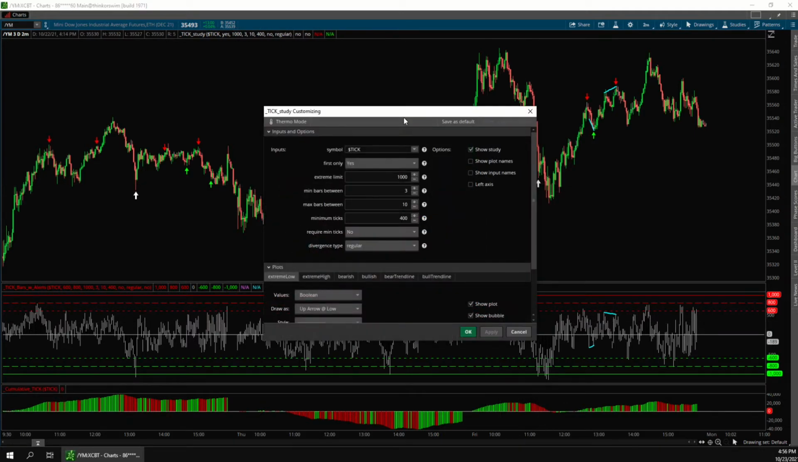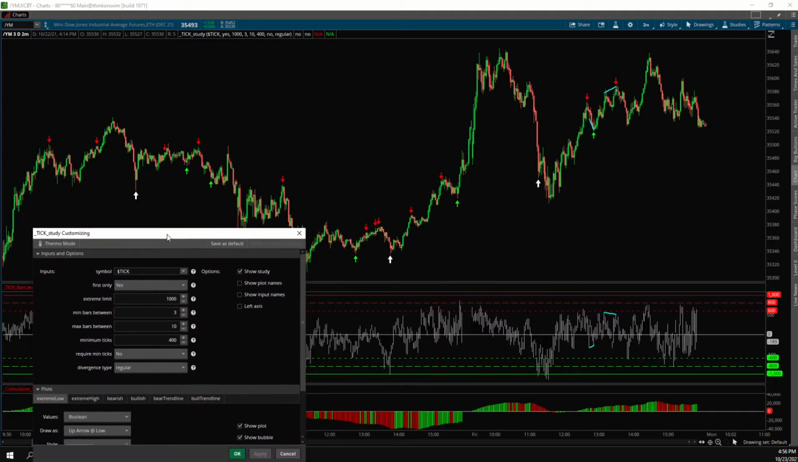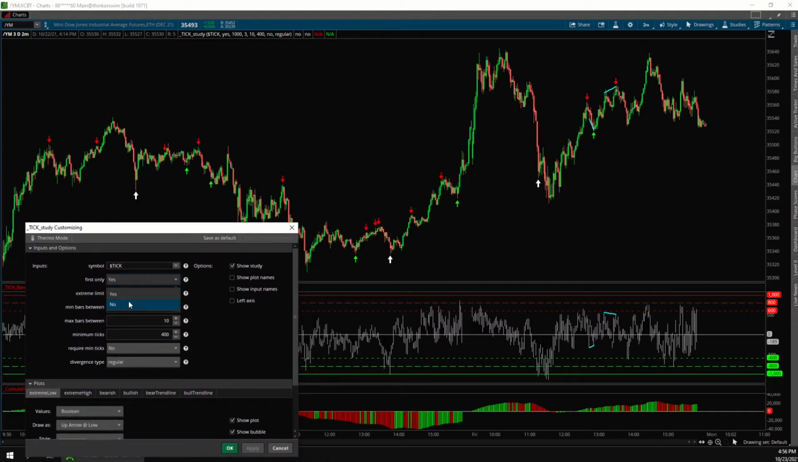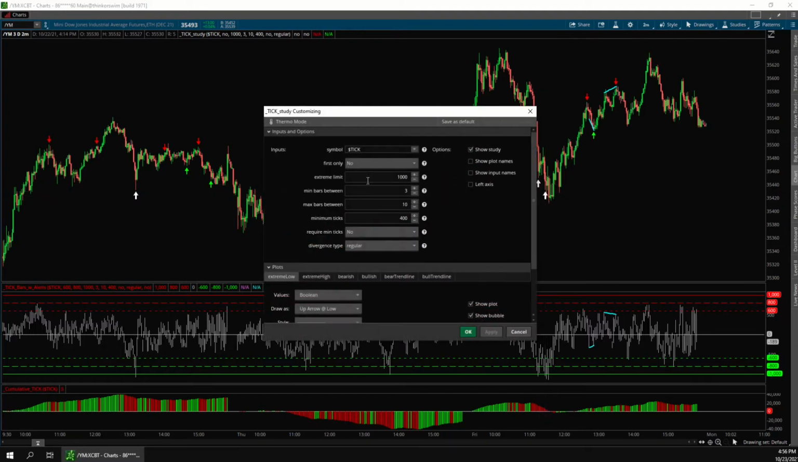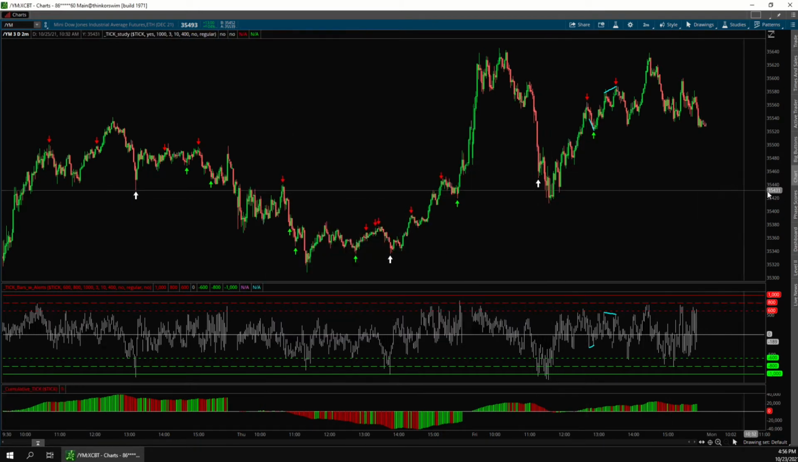But if you go into the settings and change this first only input to no, then it will give you alerts for all extreme tick readings of the day, not just the first one. So now you can see there's an extra arrow here for the second time when the ticks reached 1,000. And if I turn this back on, it hides the arrow. So it only shows the first one of the day. So that's the extreme tick alerts, which are the white arrows.